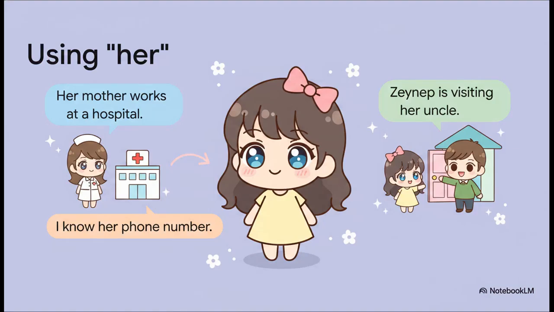And for a female, a woman, or a girl, we use her. It works exactly the same as his, but just for females. So you could say, her mother works at a hospital. Or maybe we're talking about Zainab. We can say, Zainab is visiting her uncle.